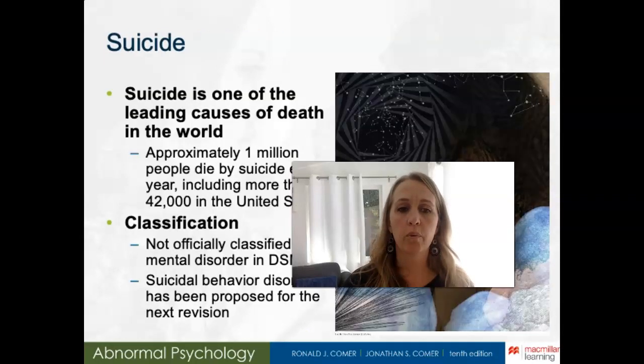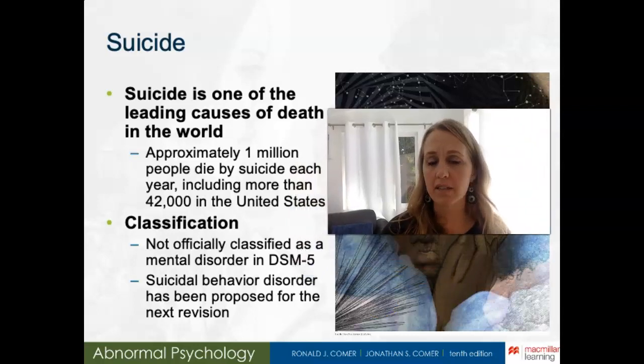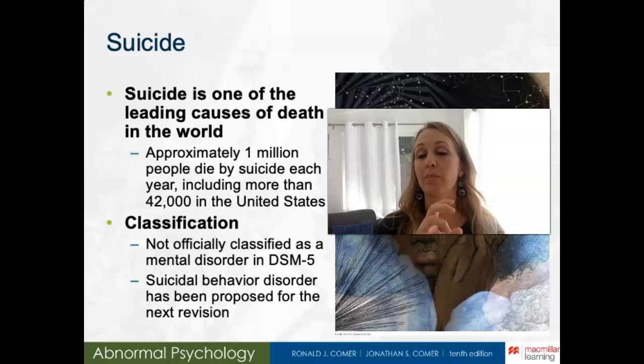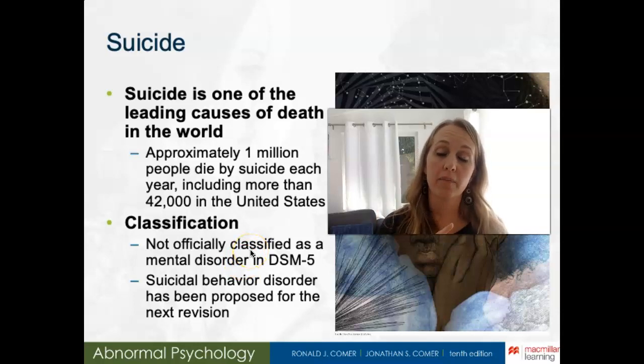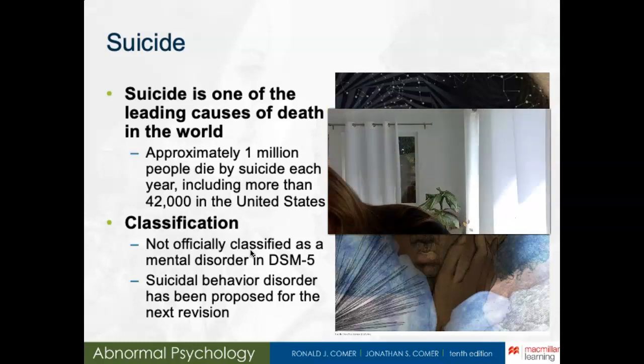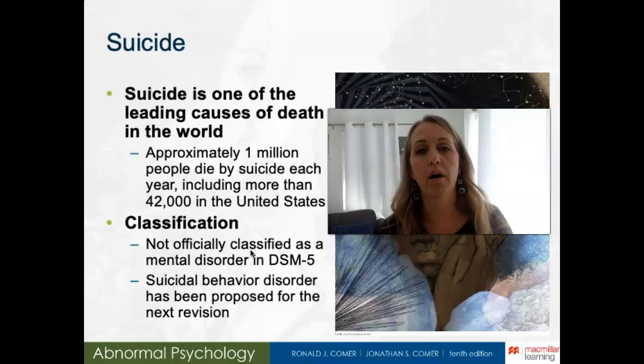And when we talk about suicide, suicide is not actually a psychological disorder. Like I mentioned, depression can have a component of thoughts of death and suicide, so that's why we're specifically talking about that today. Suicidal behavior is not actually a specific psychological disorder, although the American Psychiatric Association, who makes the DSM-5, is talking about adding a suicidal behavior disorder to the DSM-5 in the future.